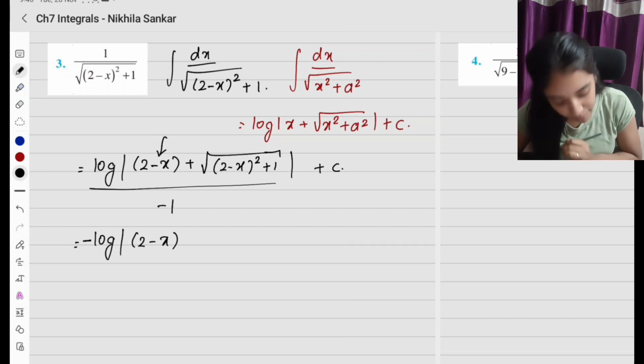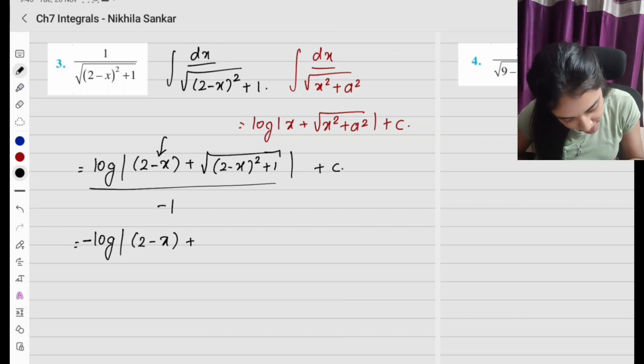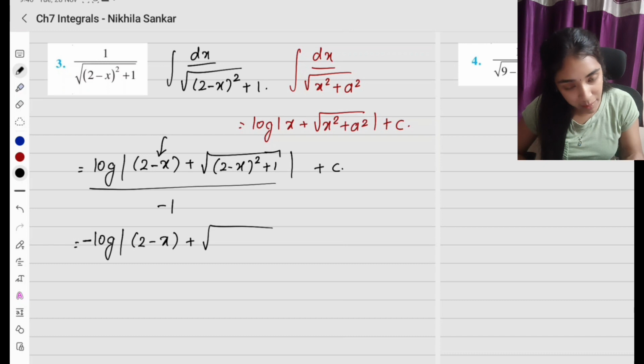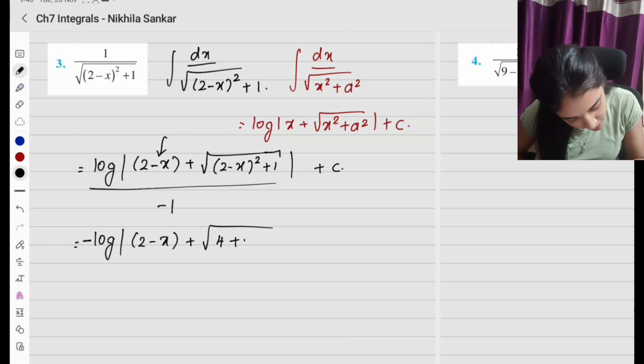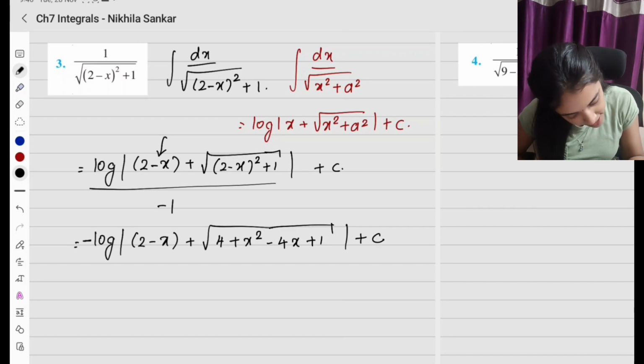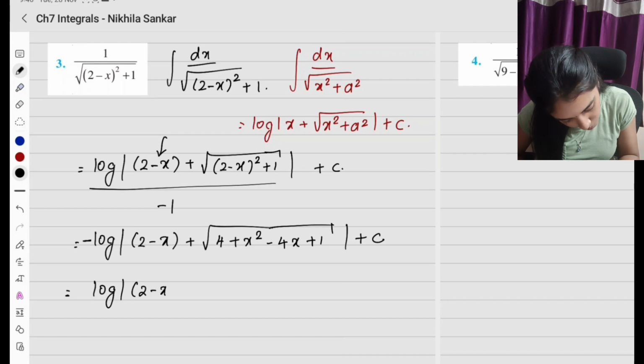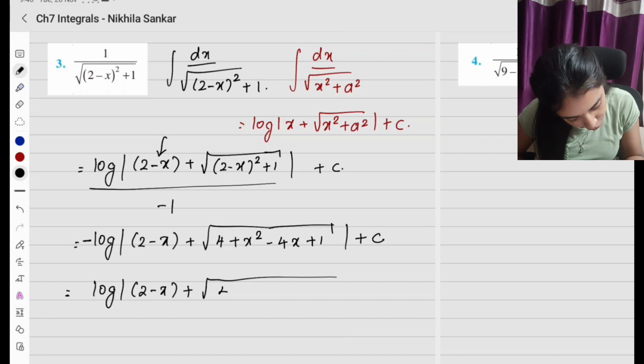இந்த minus நான் இங்க மேல numeratorல கொண்டு வந்துடுறேன். Plus square root of, I'm going to open the bracket, a minus b the whole square. So a square plus b square minus 2ab. So 4x plus 1 plus c. So this is going to be log mod 2 minus x plus square root of, square root குள்ள என்ன இருக்கு? 4 plus 1 இருக்கு. So I'll write x square minus 4x plus 5 minus 1.